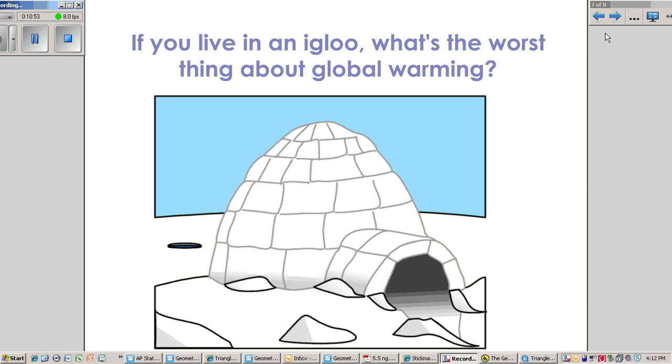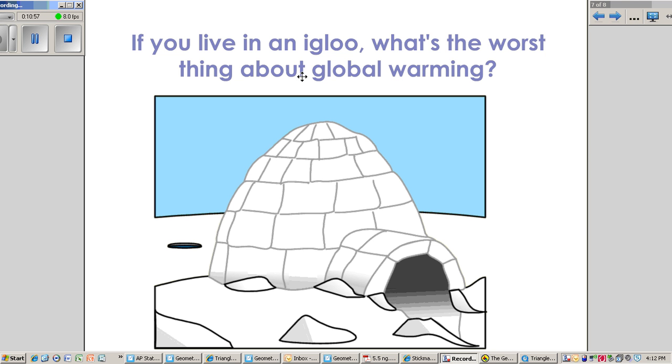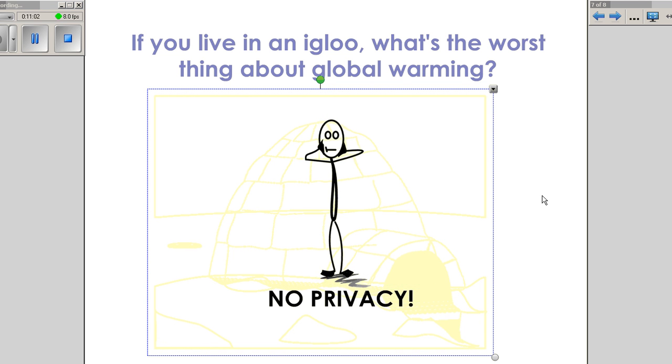Our joke today is, if you live in an igloo, what's the worst thing about global warming? Well, if you live in an igloo, the worst thing about global warming is no privacy.